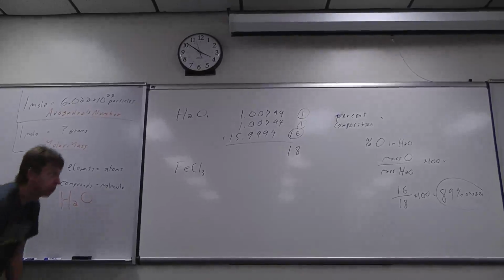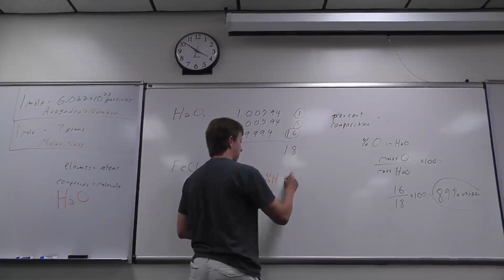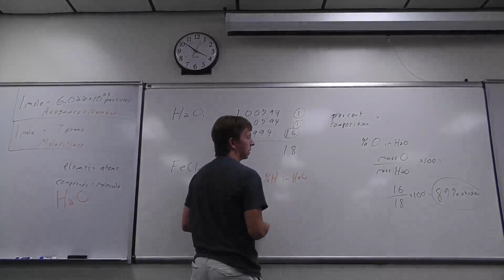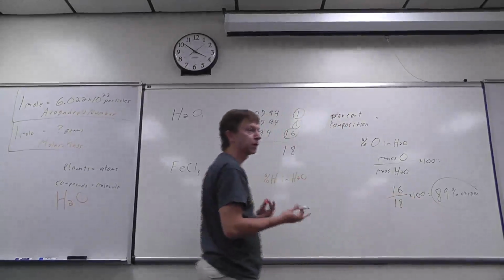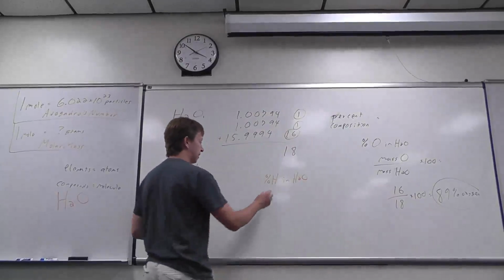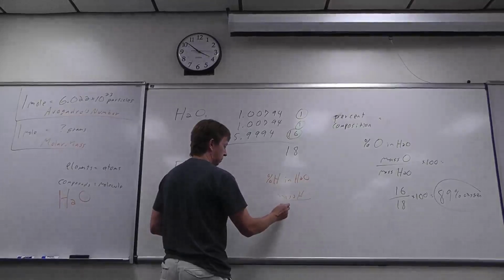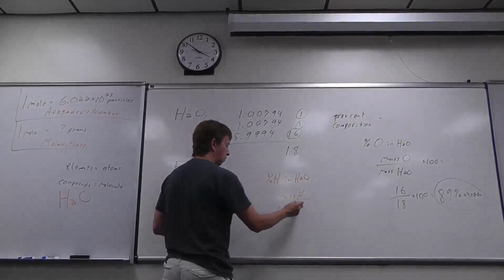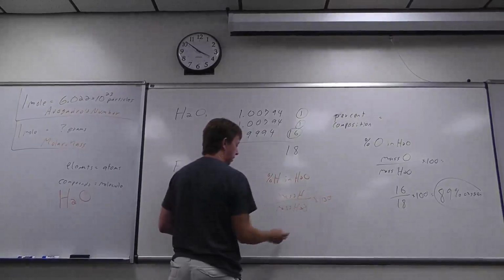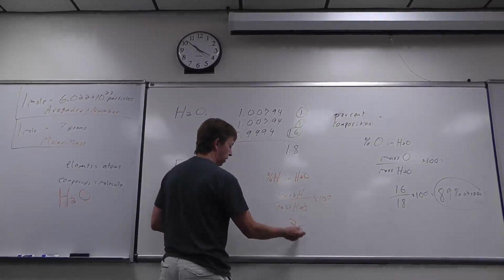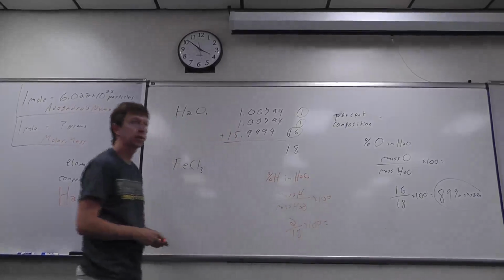And I guess if we wanted to calculate percent hydrogen in water, mathematically it would be the other 11%, correct? Because percents add up to 100. But formally it would look like this. It would be the mass of hydrogen over the total mass of the water times 100. 2 over 18 is hydrogen, and that will solve out to be 11%.